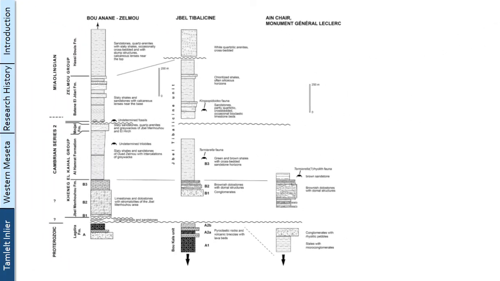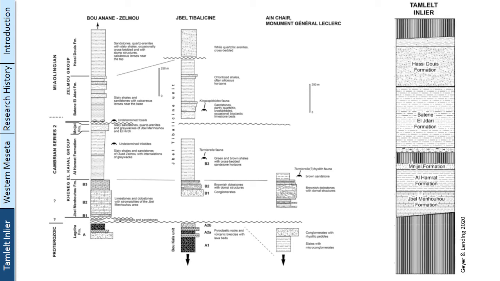There are enormous structural complications with intense folding and a partly overturned succession, which makes it difficult to recognize the precise stratigraphy. Relatively recent studies allow us to summarize the stratigraphy as shown here.